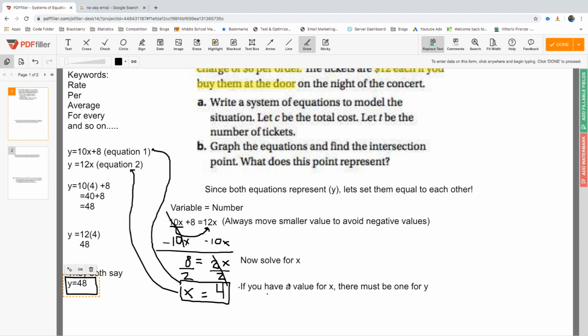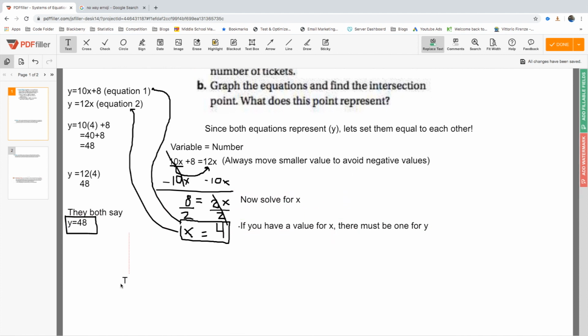So what does that mean? I know that y equals the total cost and that x represents the number of tickets. It means that after I purchase 4 tickets, the cost is going to be $48, regardless of if I buy them online or if I do it at the door.